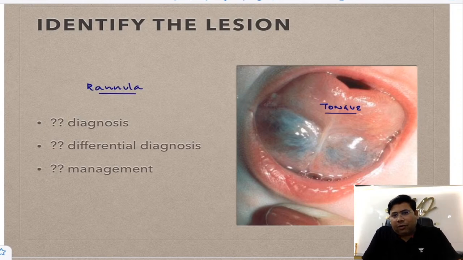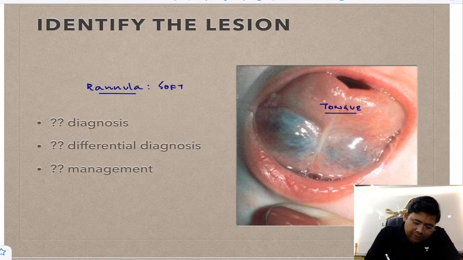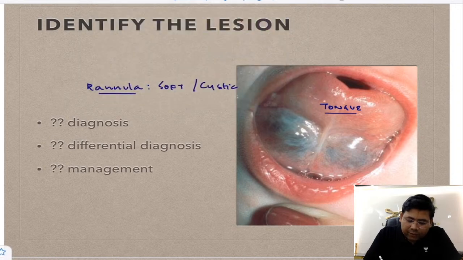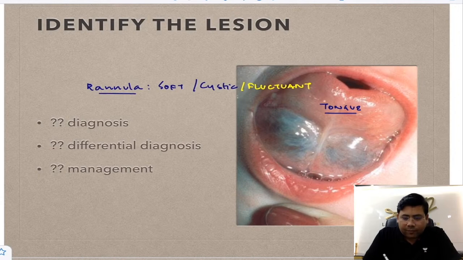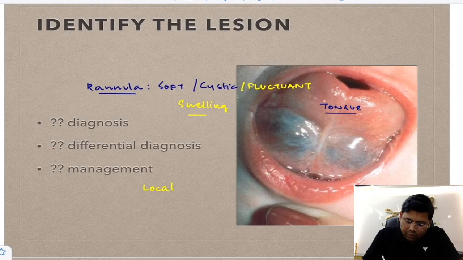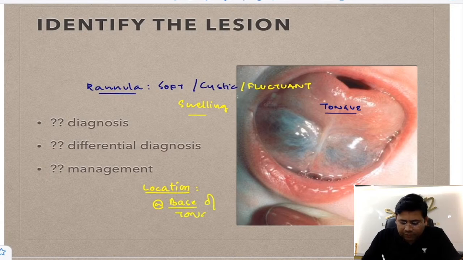When we talk about ranula, what are the characteristic features? It's a soft cystic, fluctuant swelling. And where is it located? The location is over the base of the tongue.